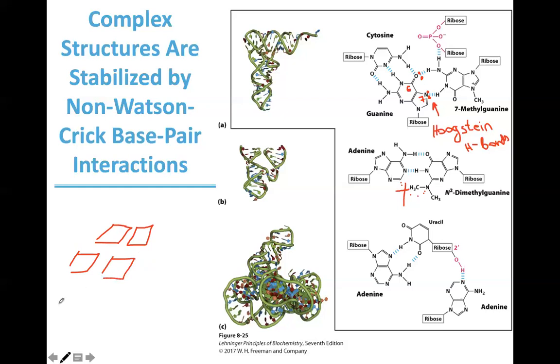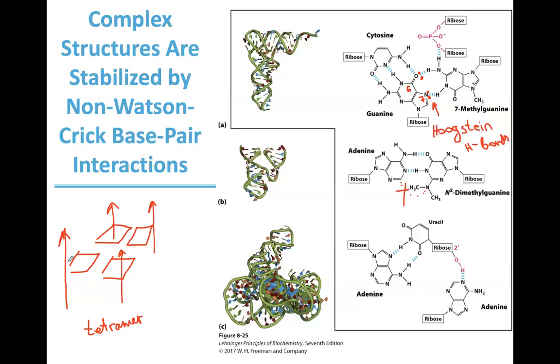Like so. And then this will be the phosphate backbone of one strand, phosphate backbone of another strand, phosphate backbone of the third, and phosphate backbone of the fourth, right? So this will be a tetramer. So it has been shown that DNA can adopt these kinds of tetrameric structures.